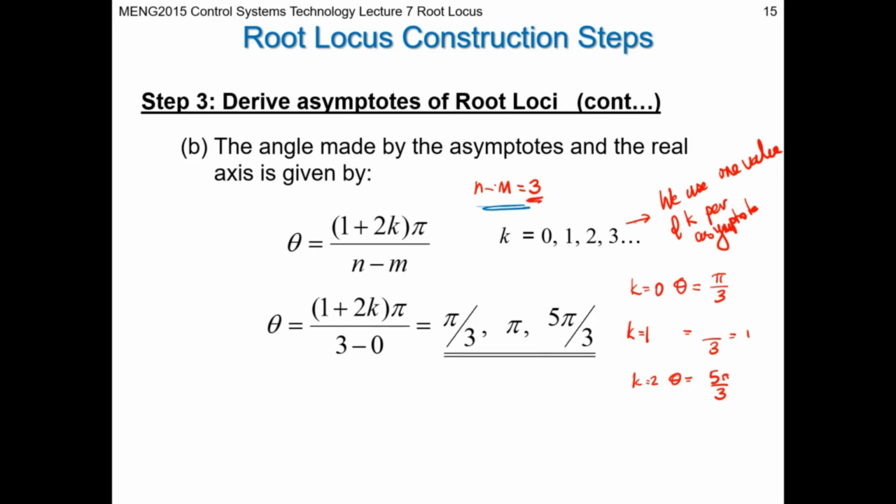We have 3 asymptotes because we've got 3 poles producing loci and no zeros which are absorbing loci. Therefore, we're going to have 3 poles going off to infinity along asymptotes. We're going to have 1 value of k per asymptote, so we use k values 0, 1, and 2, the first 3 values. Substitute them into this equation, and you get theta 1, theta 2, and theta 3.